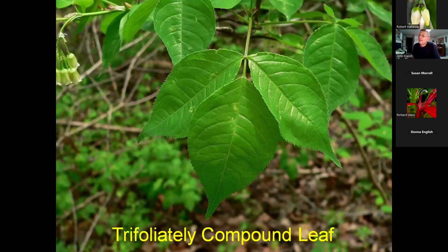Okay. This one here is also a good example of a trifoliately compound leaf, and there are only two that I know of easily anyway. This is the bladder nut, Staphylea, and the other one is a hop tree, Ptelea. The difference is this one has teeth on the edge of the leaflets, you see here the teeth. The other one is smooth, or entire, as they call it. Bladder nut has opposite leaves, and the hop tree has alternate leaves.